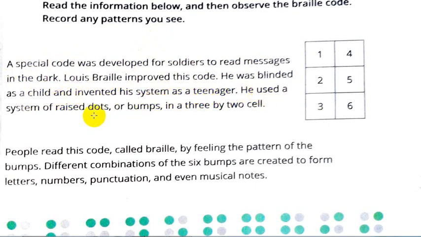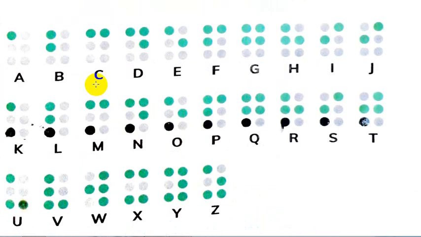He used a system of raised dots or bumps in a 3x2 cell. People read this code, called Braille, by feeling the pattern of the bumps. Different combinations of the 6 bumps are created to form letters, numbers, punctuation, and even musical notes. Okay, my students, this is the pattern of the Braille code.